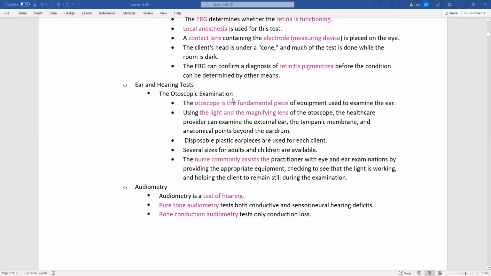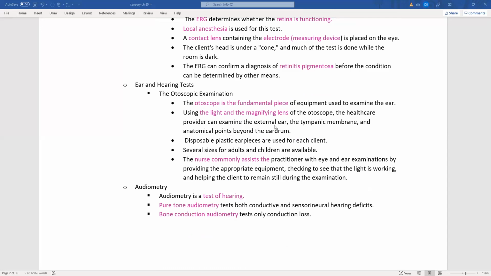So with the otoscopic examination, the otoscope is going to be the fundamental piece of equipment used to examine the ear. You know, when you go to the doctor's office and they put that little otoscope with the light on it in your ear, because it has a light and a magnifying glass, and they're looking up in there to see what's going on. So, the light and the magnifying lens of the otoscope.